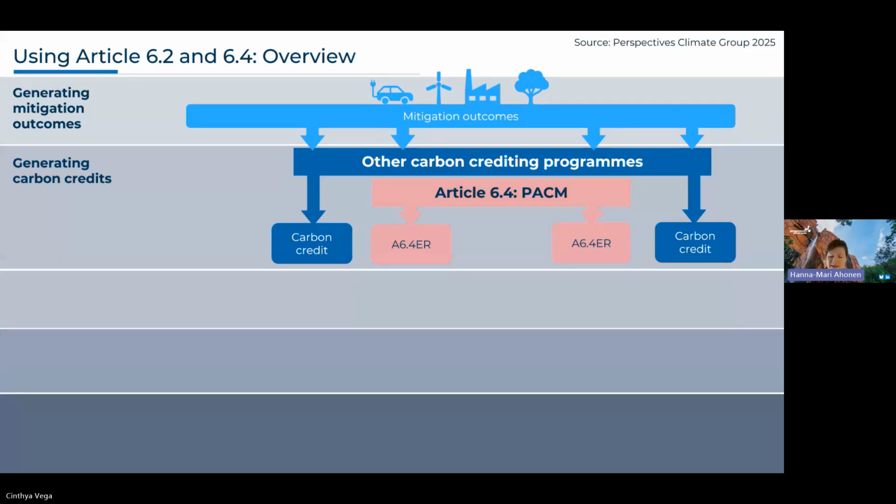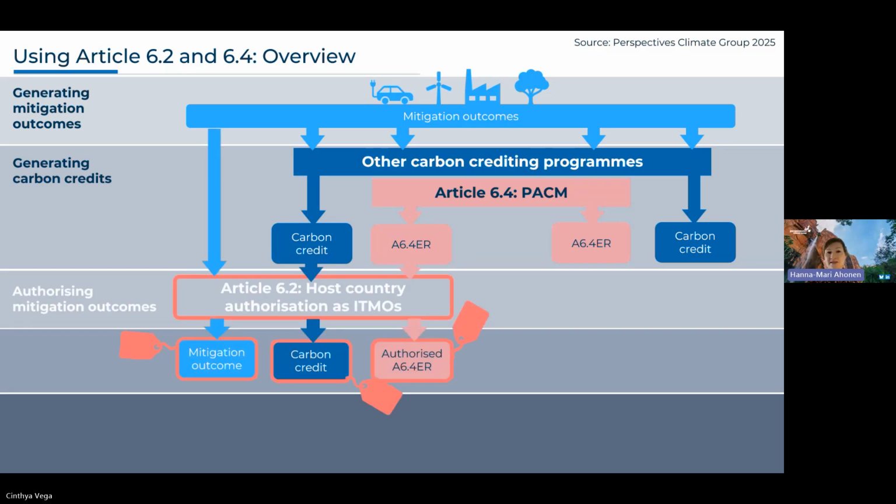Now you've generated carbon credits. And then the next step is, if you want to, you can authorize those as ITMOs. You can also directly authorize mitigation outcomes as ITMOs without going through a carbon crediting program. You can go through a carbon crediting program like Gold Standard. You can go through a carbon crediting program, the PACM. Any of those mitigation outcomes can be authorized as ITMOs. And so then you can have different types of mitigation outcomes, carbon credits, A6.4 ERs, that have the host country authorization, and eventually they'll be first transferred by the host country to truly become ITMOs.